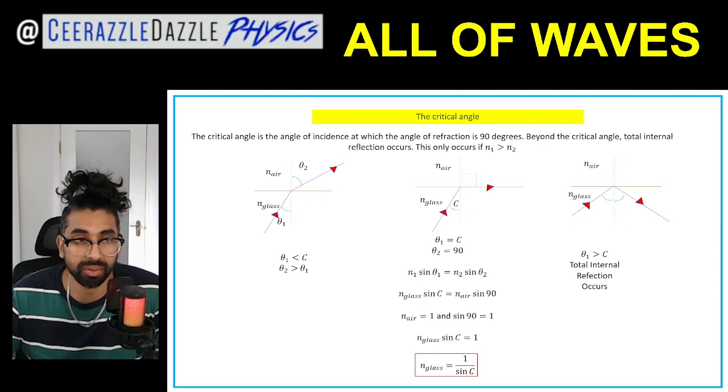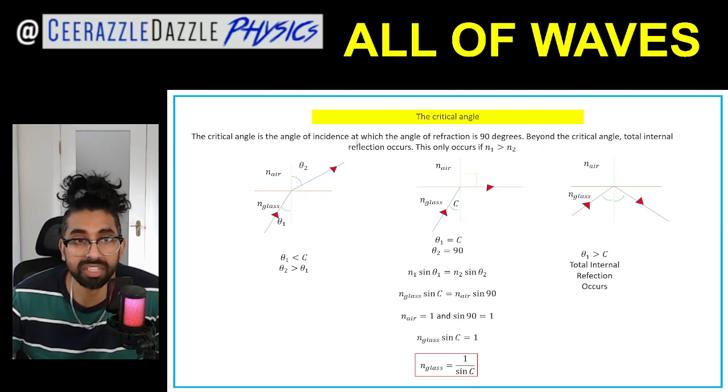The critical angle. The critical angle is the angle of incidence at which the angle of refraction is 90 degrees. Beyond the critical angle, total internal reflection occurs. This only occurs if n1 is greater than n2. That means that the refractive index of the first medium is going to be greater than the refractive index of the second medium. So you're going from more dense to less dense.